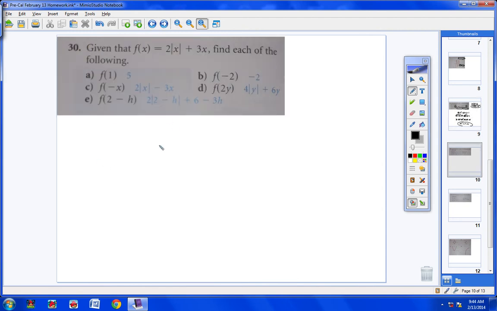Now we have 2 absolute value of x plus 3x. Well, first of all, we're going to substitute 1 in. So 2 absolute value 1 plus 3 times 1. Now, 2 right next to the absolute value.